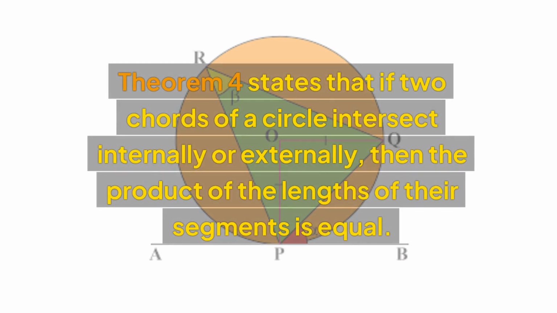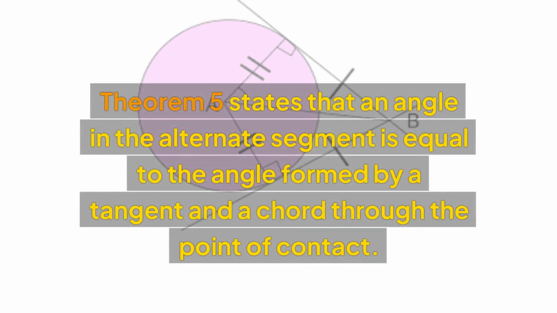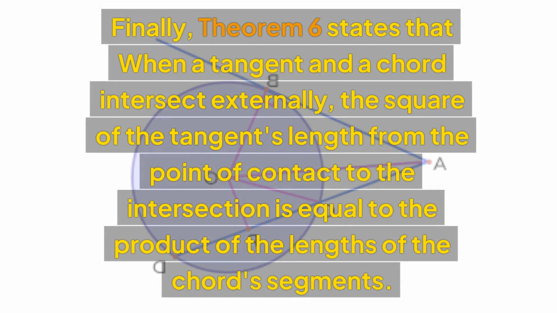Theorem 4 states that if two chords of a circle intersect internally or externally, then the product of the lengths of their segments is equal. Theorem 5 states that an angle in the alternate segment is equal to the angle formed by a tangent and a chord through the point of contact. Finally, Theorem 6 states that when a tangent and a chord intersect externally, the square of the tangent's length from the point of contact to the intersection is equal to the product of the lengths of the chord's segments.